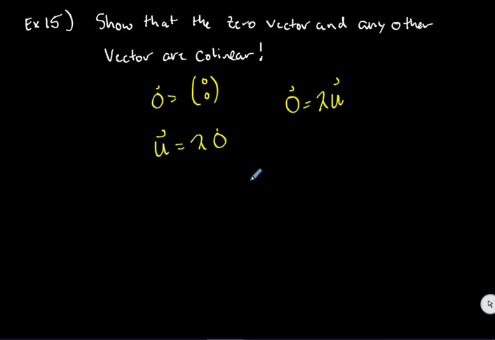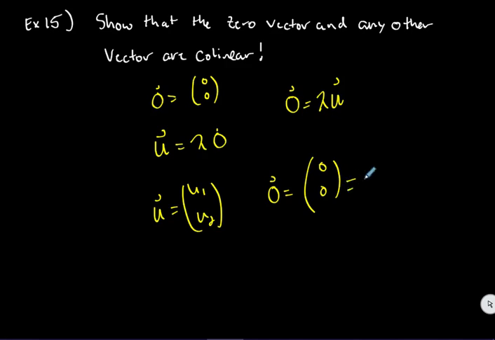So let's say I let u equal the vector u1, u2. Then I know the 0 vector has components 0, 0. Well, that's the same as 0 times u1, 0 times u2, the exact same thing. And then I can say 0 times the vector u1, u2, and that's for any vector that I have here.